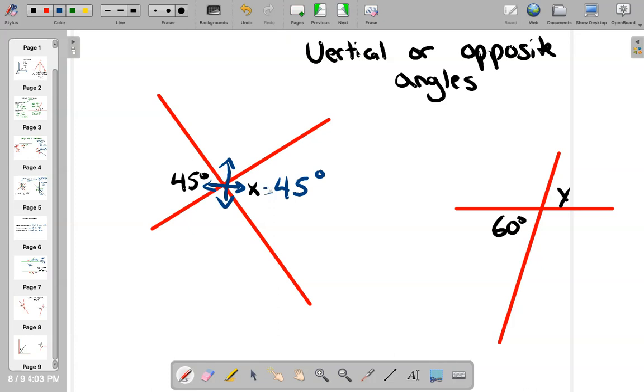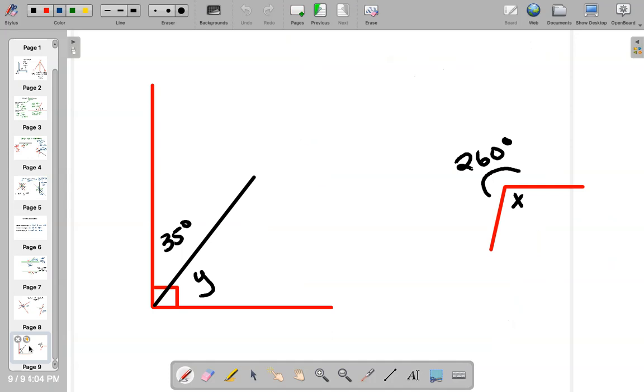The one here on the right is the same idea. These angles are vertical from each other. Therefore, y is equal to 60 degrees for this problem. And let's do one more set of examples, and then we are all done.